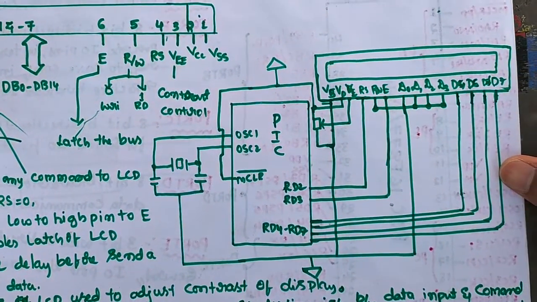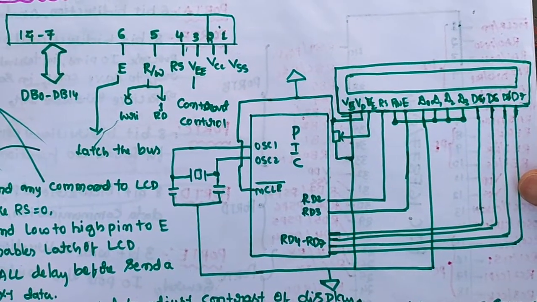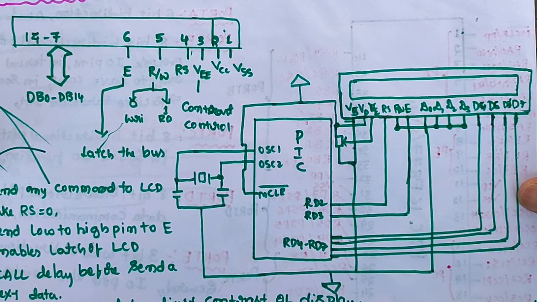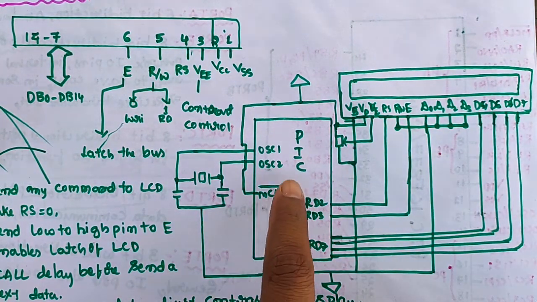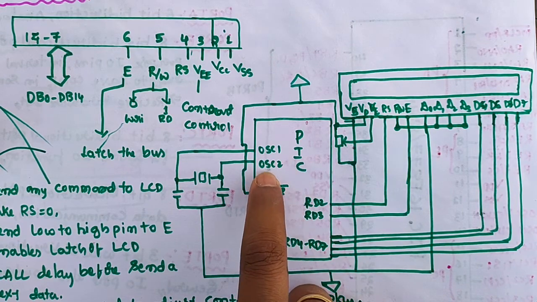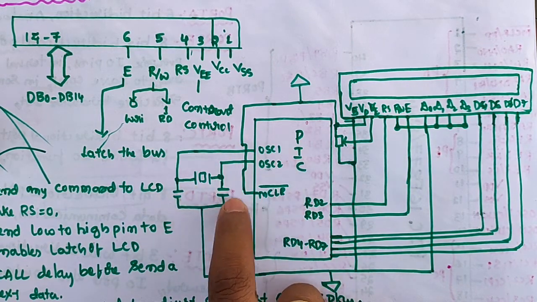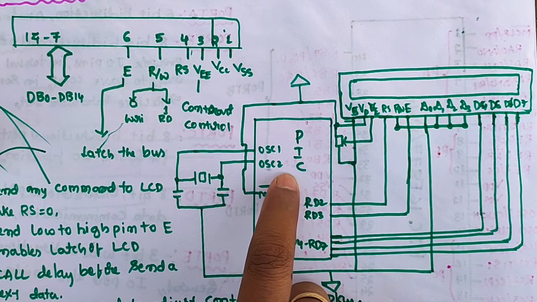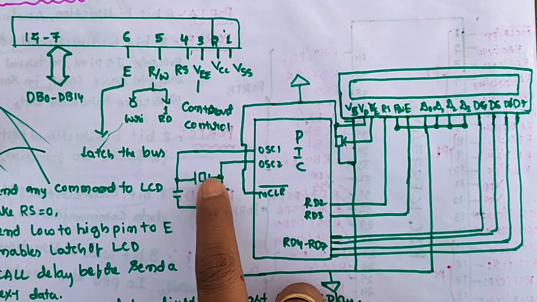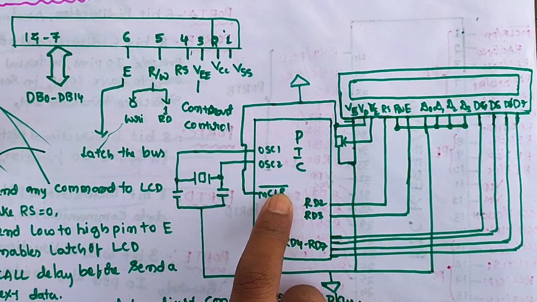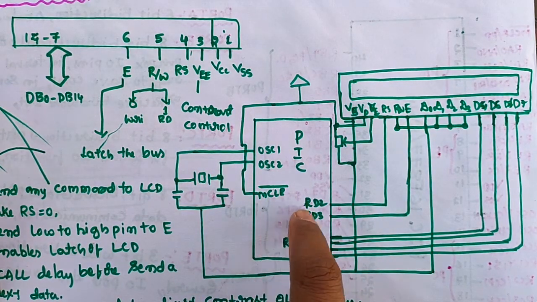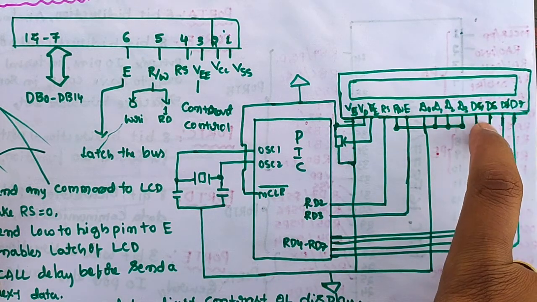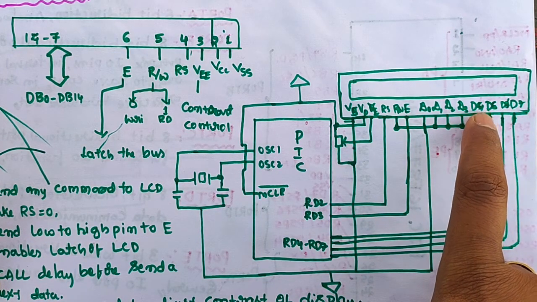Here is a block diagram of the PIC microcontroller interface. The PIC microcontroller is connected to the oscillator, oscillator 1 and oscillator 2, that is Xtal1 and Xtal2. They generate the clock pulse for the PIC microcontroller. And as I told, this is a 4-bit mode of connection.